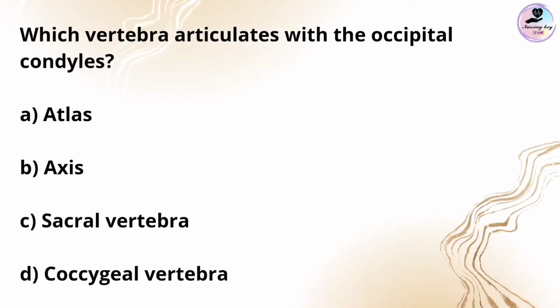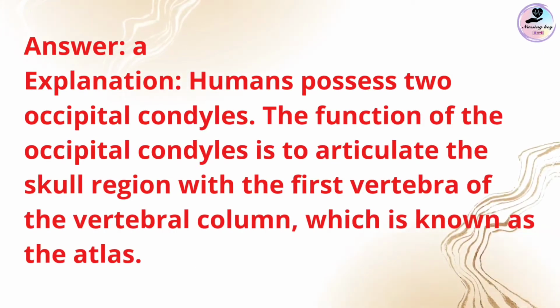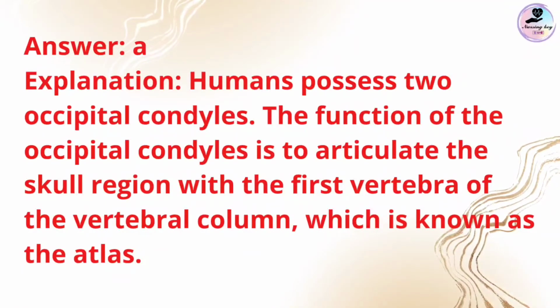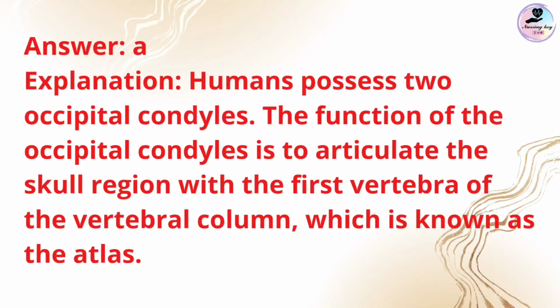Next question is, which vertebra articulates with the occipital condyles? A. atlas, B. axis, C. sacral vertebra, D. coccygeal vertebra. So correct option is A. atlas. Humans possess two occipital condyles. The function of the occipital condyles is to articulate the skull region with the first vertebra of the vertebral column, which is known as atlas.